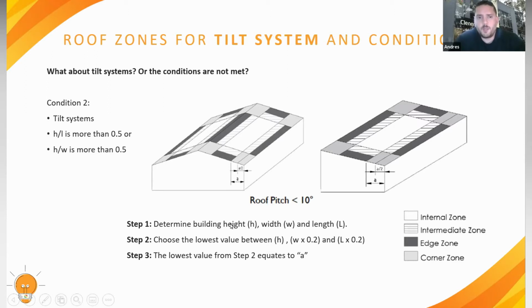The first thing we have to determine is the building height, and then choose the lowest value between the height, or the width times 0.2, or the length times 0.2. The height is not to be multiplied, but considered in its entirety. The lowest value from step 2 would be equal to A. As you can see on the diagram here, A corresponds to the corner zone area, and A divided by 2 would be the difference between intermediate zones and edge zones.